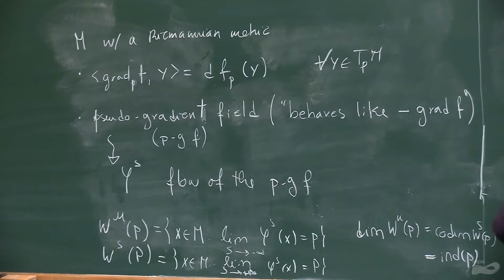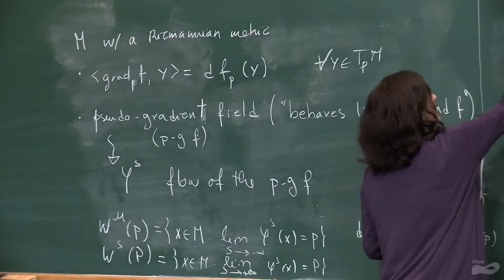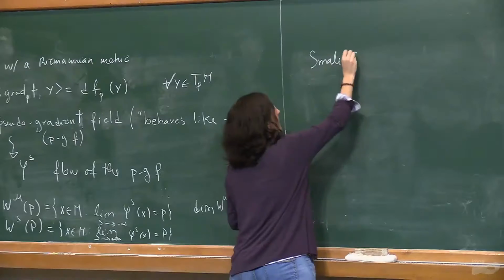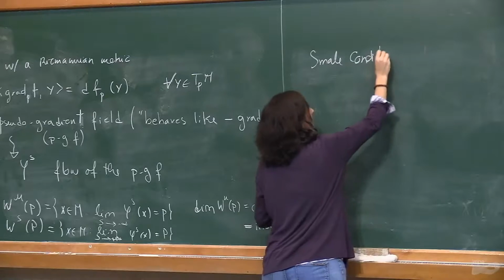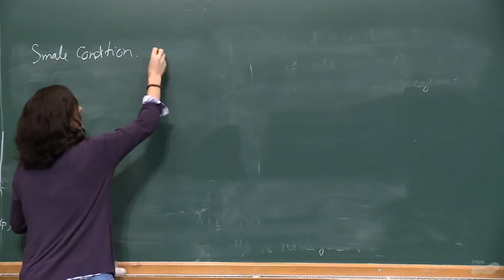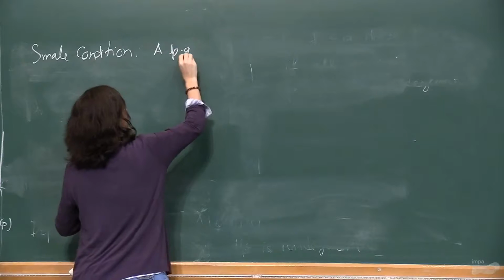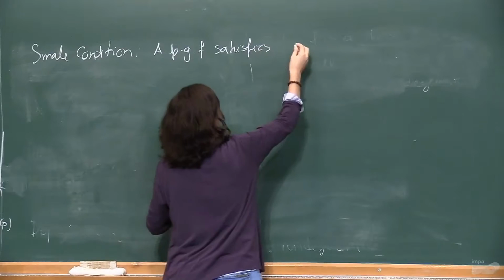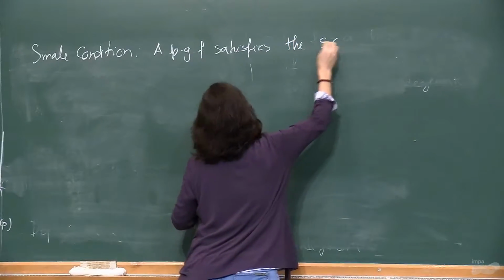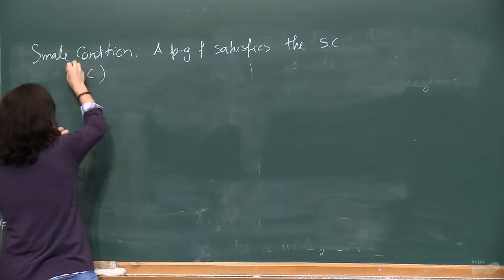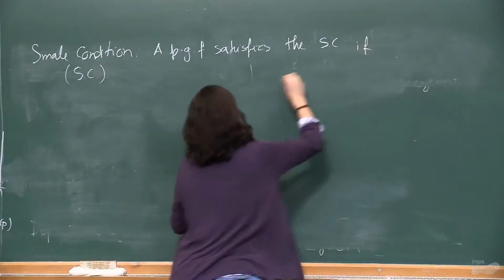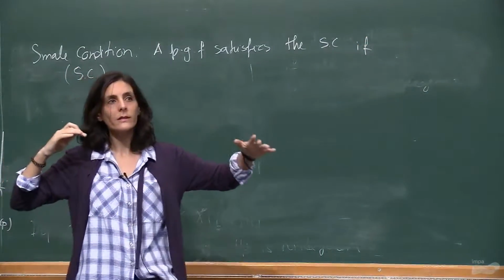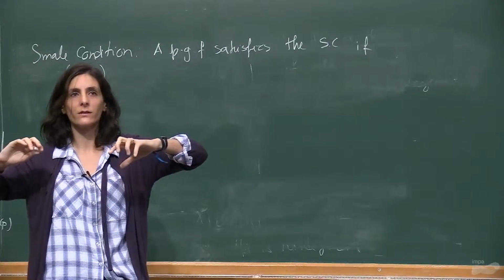And we'll say that this pseudo-gradient field satisfies the Smale condition. Let me see what the Smale condition is. A pseudo-gradient field satisfies the Smale condition if all stable and unstable manifolds intersect transversely.